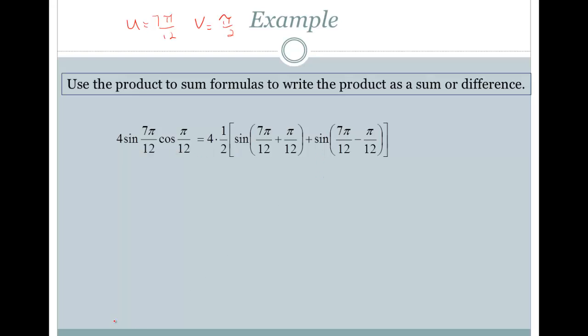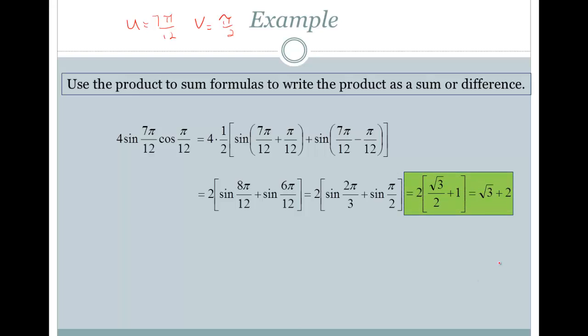I can simplify. I get 8 pi over 12 and 6 pi over 12. This can be simplified down to 2 pi over 3 and pi over 2. I know what this is, this is simply equal to 1. I know what this one is, second quadrant, so that's root 3 over 2. And I can simplify to root 3 plus 2 after I plug in. Let's do another example.